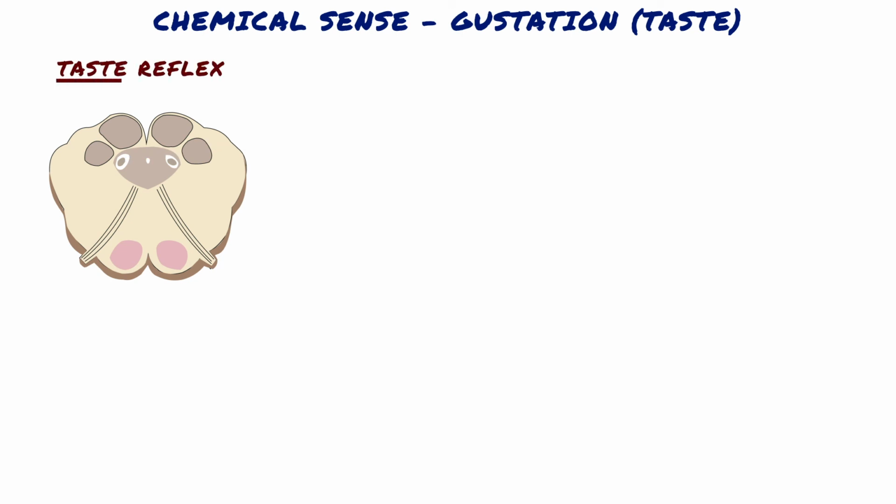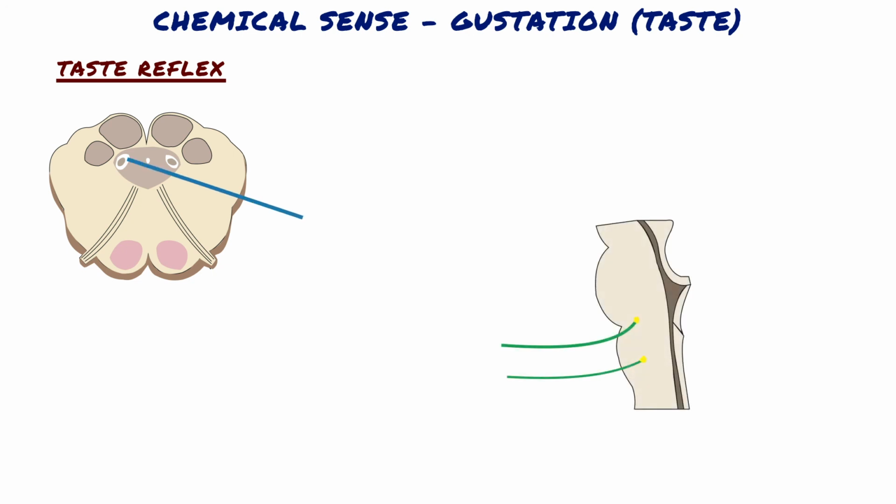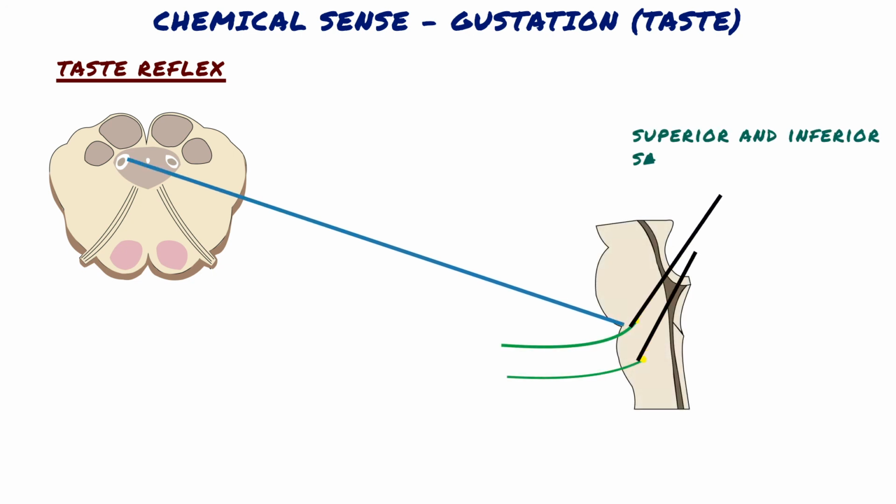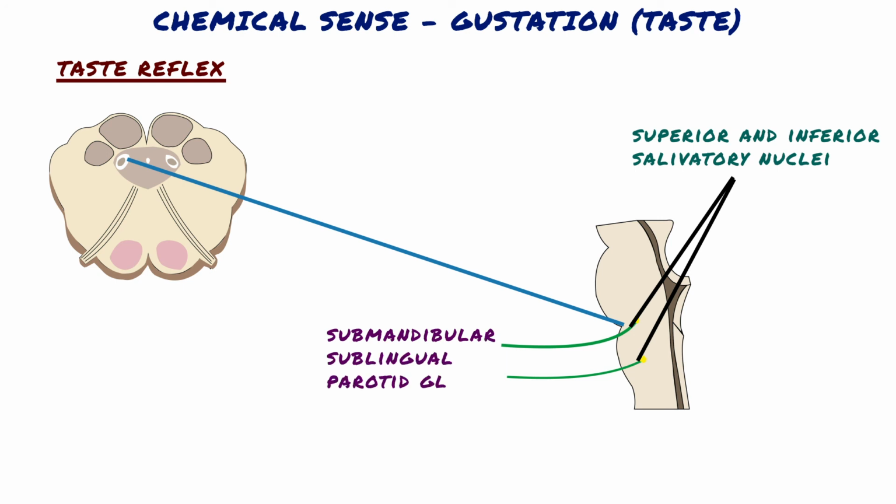Taste reflex. From the tractus solitarius, many taste signals are transmitted within the brainstem itself directly into the superior and inferior salivatory nuclei, and these areas transmit signals to the submandibular, sublingual, and parotid glands to help control the secretion of saliva during the ingestion and digestion of food.